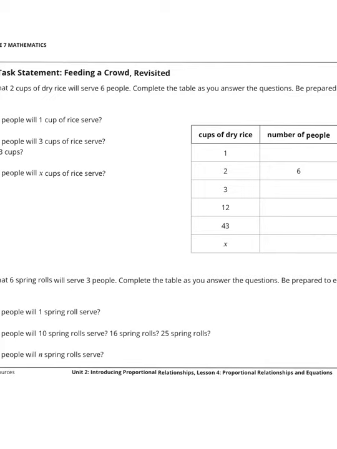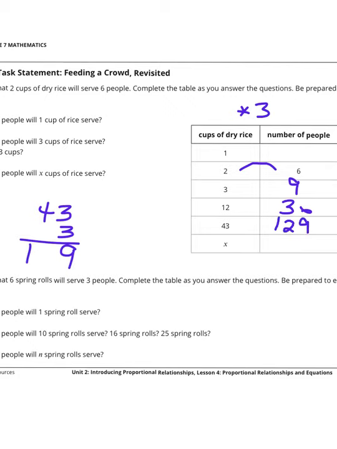All right, we're going back to this idea of making rice, right? And we talked about this last week. If we're filling out this table, we did this last week, right? 2 cups of rice would serve 6 people. And we figured out that to go from 2 to 6, we multiplied by 3. 3 cups would serve 9 people. 12 cups would serve 36 people. 43 cups, well, let's see, 43 times 3 would serve 129 people. 1 cup of dry rice would serve 3 people. Of course, you wouldn't serve that rice dry, right? You'd cook it first.